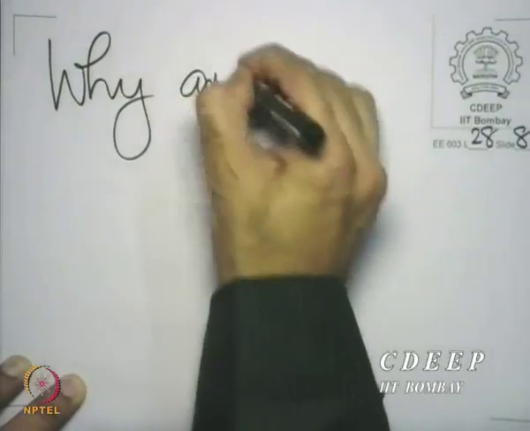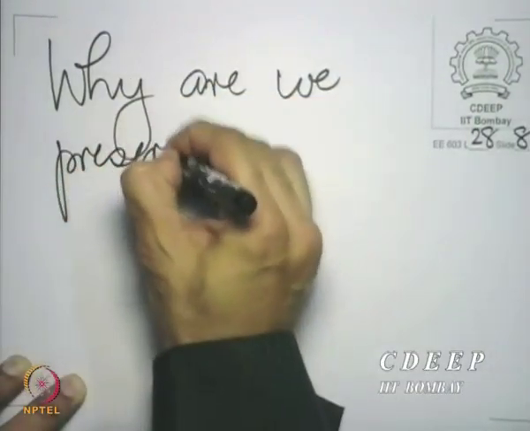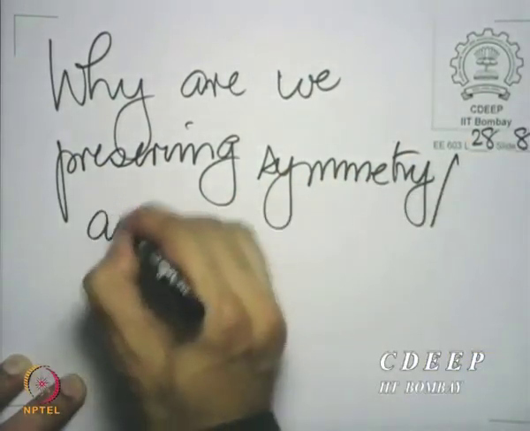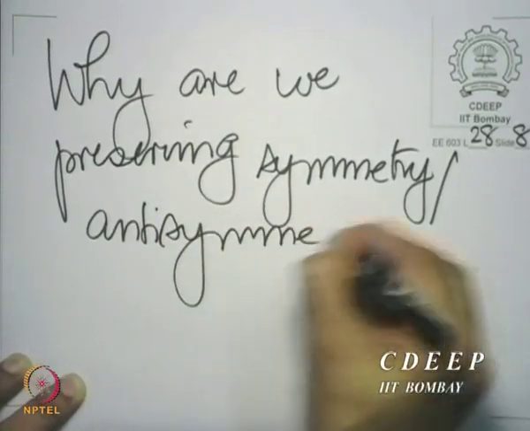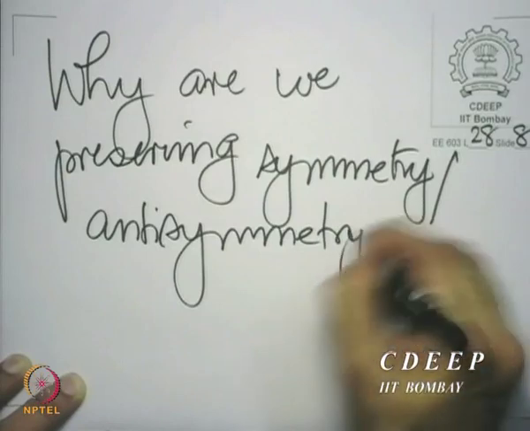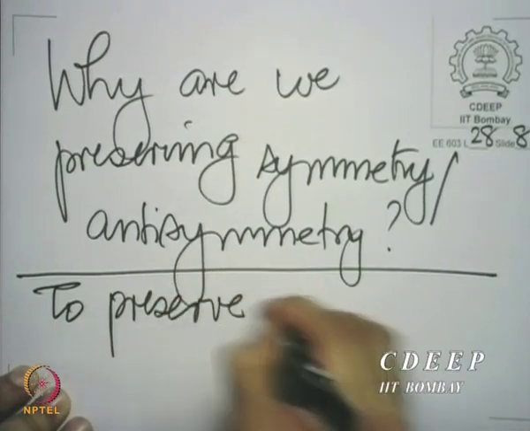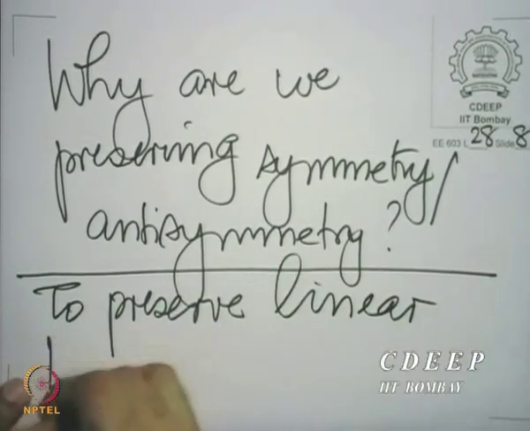So, anyway, now why is this preservation of symmetry important? We shall see that it has something very strongly to do with the phase response. In fact, we can see that right away. And this also tells us why we are in the first place looking at FIR filters. Why are we preserving symmetry or antisymmetry? And the answer is to preserve what is called the linear phase or pseudo linear phase property.